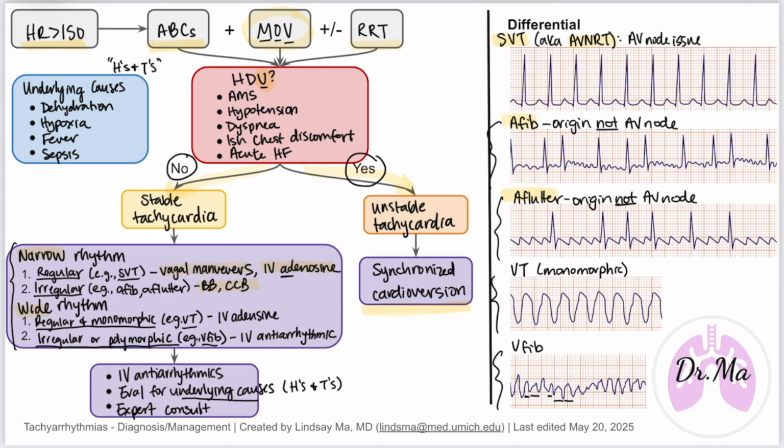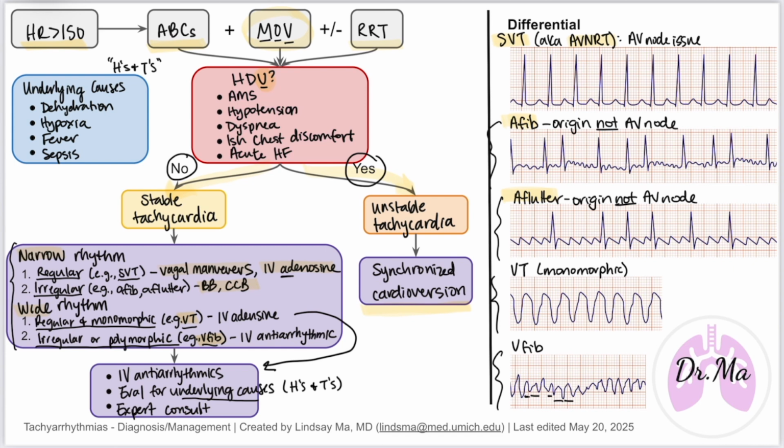In contrast to the narrow rhythm diagnoses and treatments, we also have to consider wide rhythm diagnoses and treatments. Wide rhythms can be regular and monomorphic in the case of VT, or irregular and polymorphic in the case of VFib. When we have a regular monomorphic wide tachycardia, like VTAC, then we can try IV adenosine in case it's actually SVT. But if the IV adenosine doesn't work, we're more confident that this is VTAC and not SVT. Therefore, we'll move on to IV antiarrhythmics.